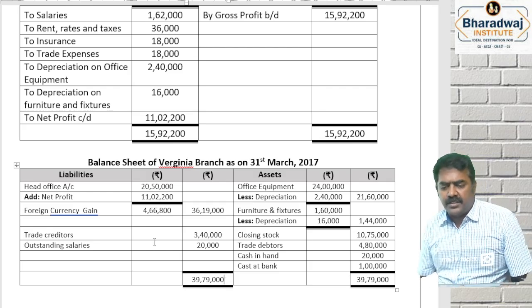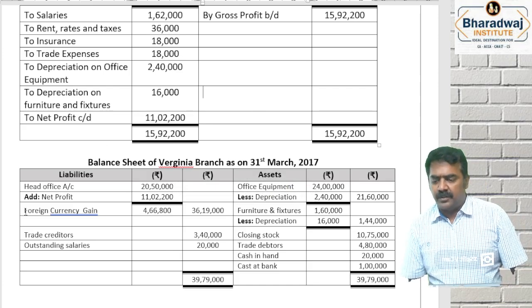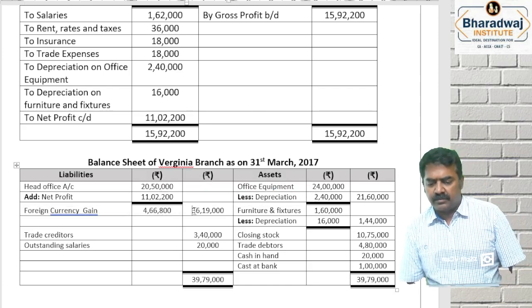This foreign exchange gain can be credited to which account? P&L account. Can be credited to which account? P&L account.